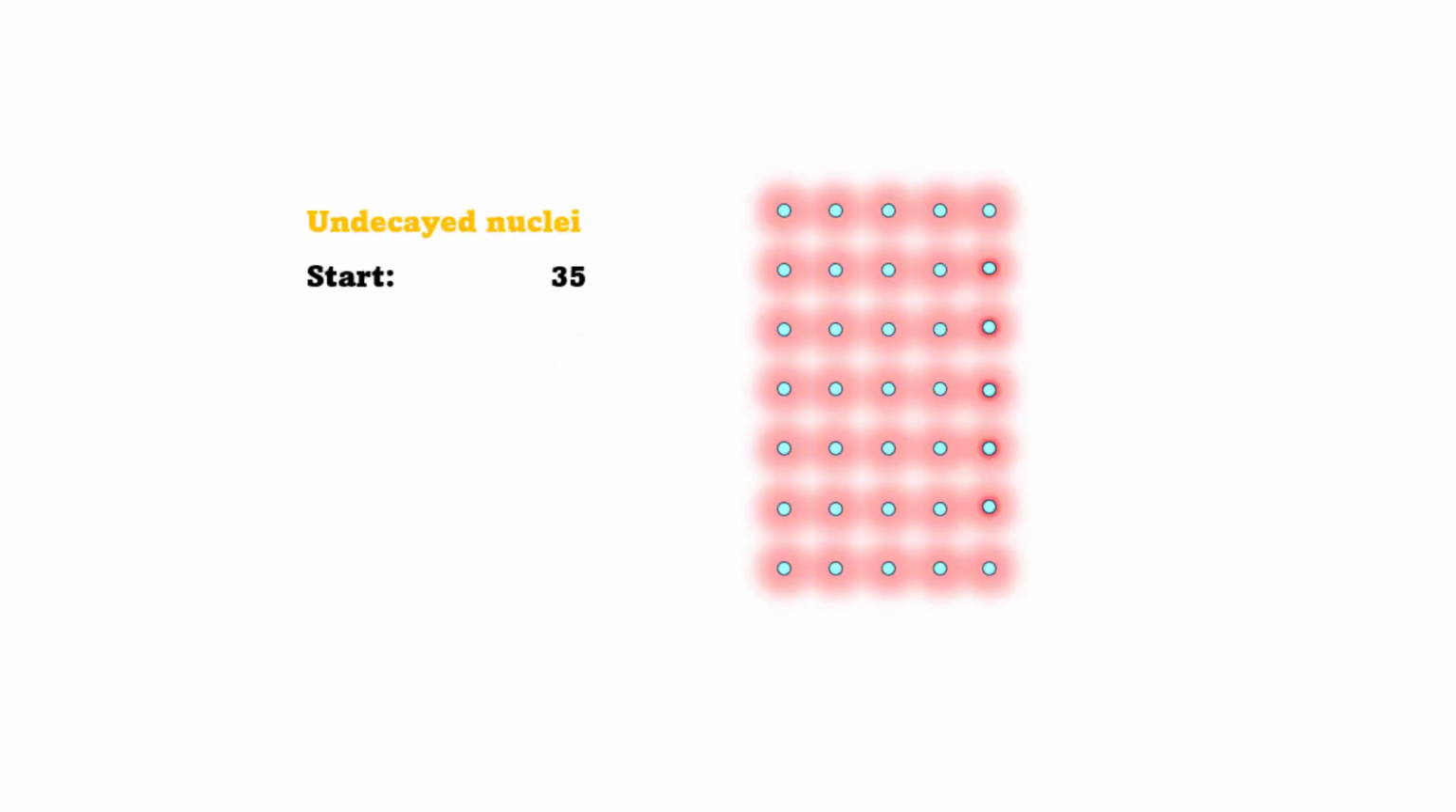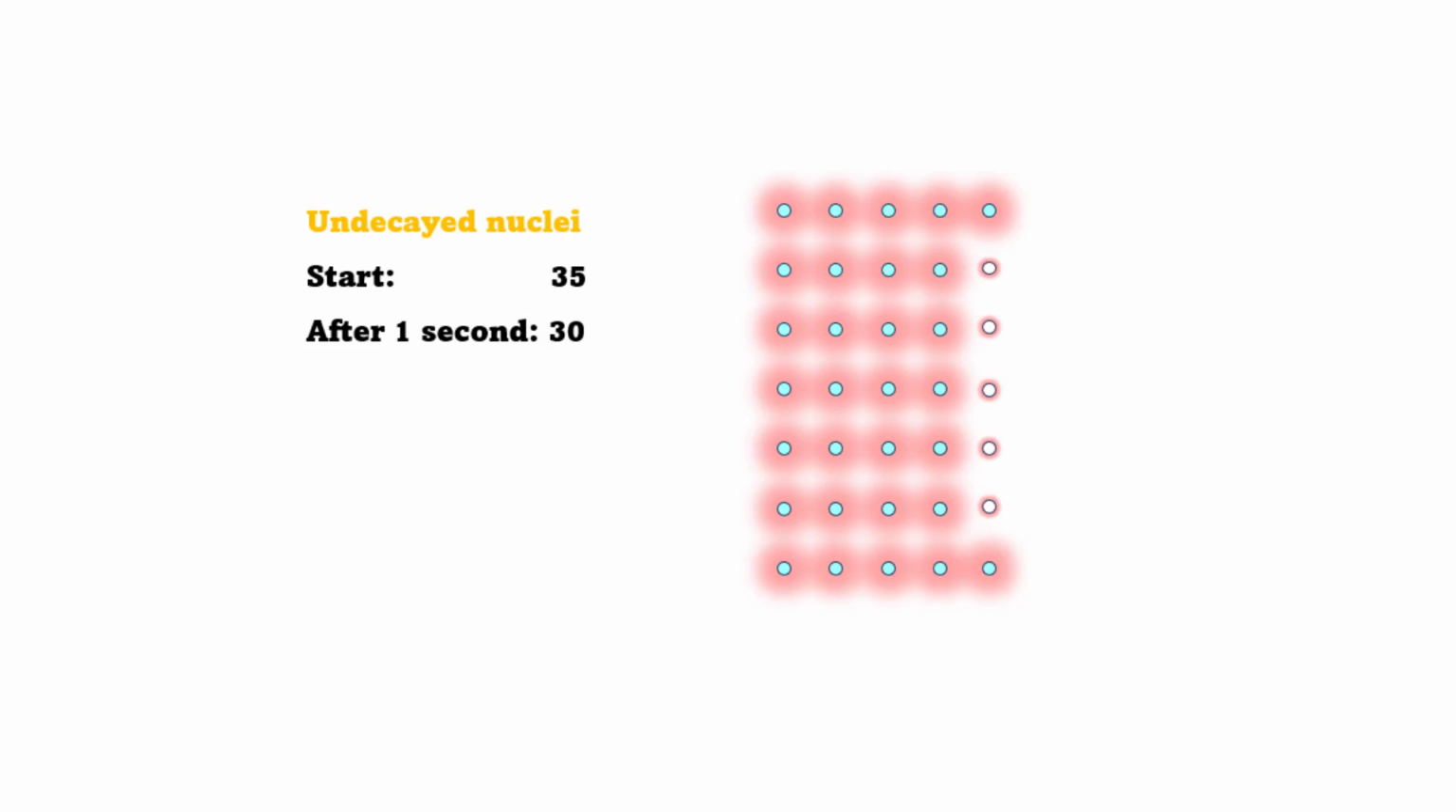Say we start off with 35 undecayed nuclei, and after 1 second, some of them have decayed. We can work out how many by looking at the change in the number of undecayed nuclei. Here, there are 30 undecayed nuclei left. Remember, the total number of nuclei is still 35.